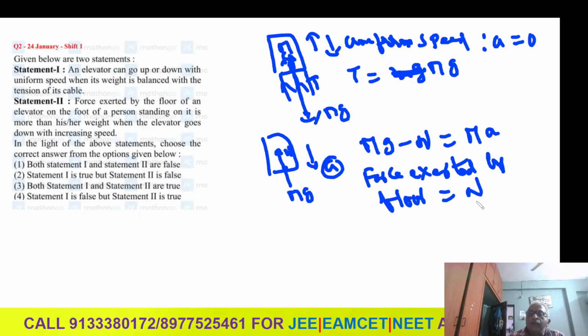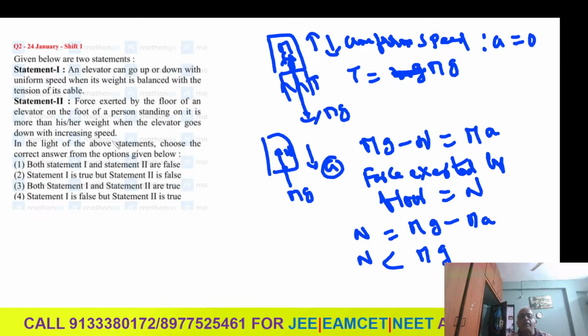N is the standard symbol for normal reaction. So what is the normal reaction? It is mg minus ma. Definitely, mg minus ma means the normal reaction will be less than mg. But he is telling that the force exerted by the floor of the elevator on the foot of the person standing on it is more than his or her weight when the elevator goes down with increasing speed.